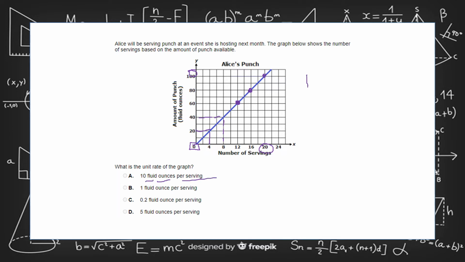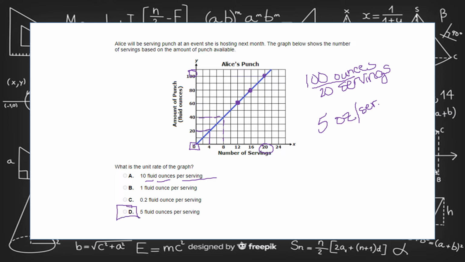So I'm going to put the 100 on the top because that's how many ounces there are over 20 servings. And I just need to simplify that. So 100 over 20 gives me 5, and that is ounces over the number of servings. So I look for the one down here that says that, and it would be D.